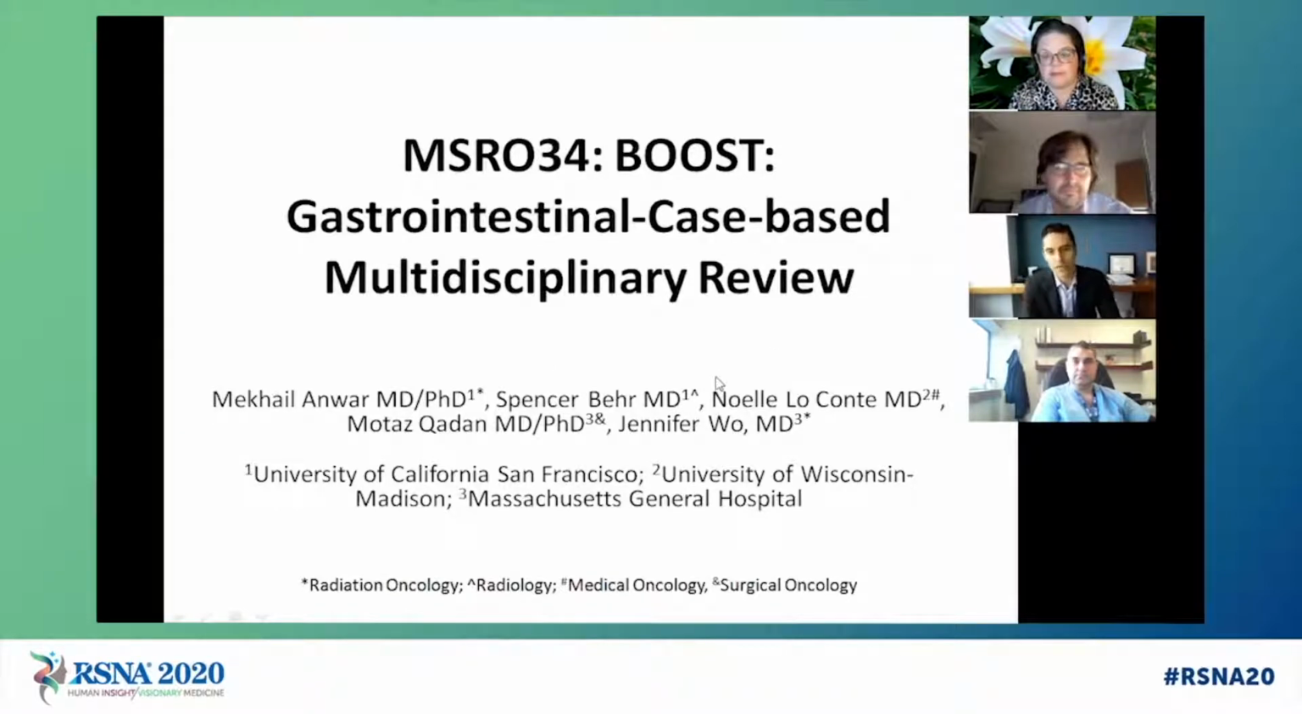I'm a radiation oncologist specializing in GI cancers at UCSF. My name is Spencer Baer. I'm an abdominal imager and nuclear medicine physician in radiology at UCSF. Noelle LeConte, medical oncologist at the University of Wisconsin, specializing in GI tumors. And I'm Motaz Kadan, a hepatobiliary and pancreatic surgeon at the Mass General Hospital in Boston, Massachusetts.